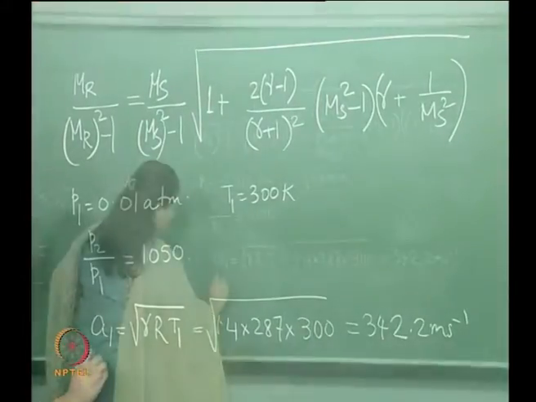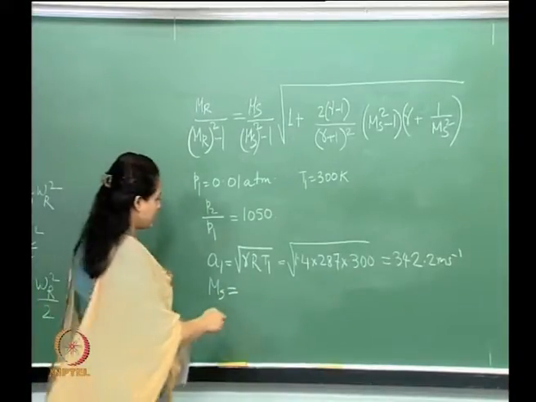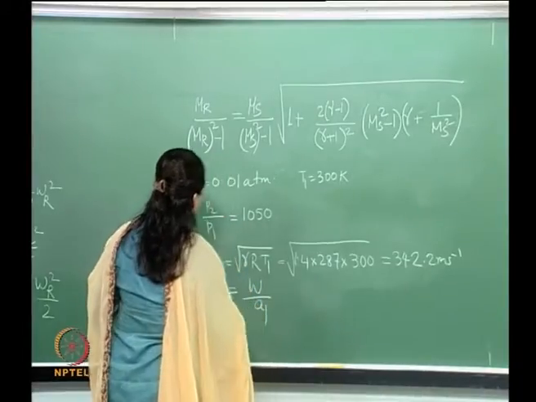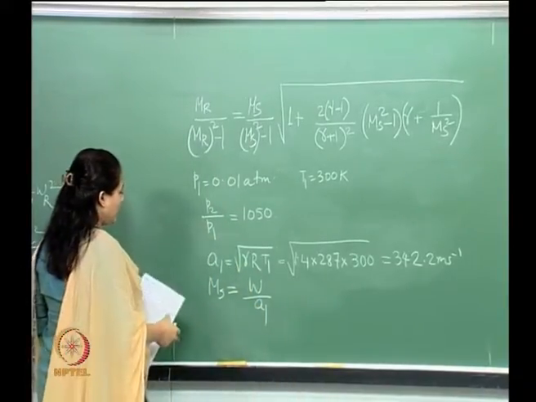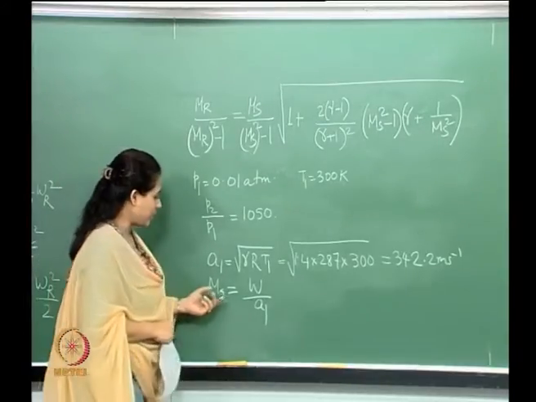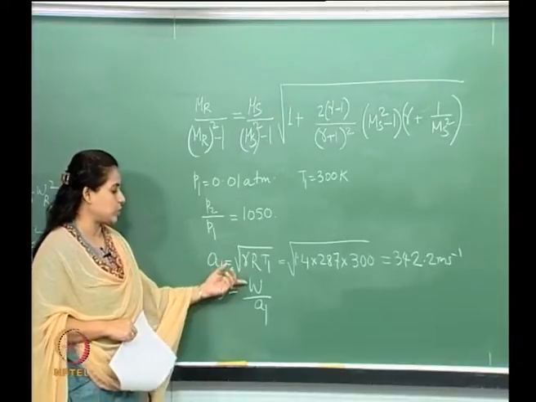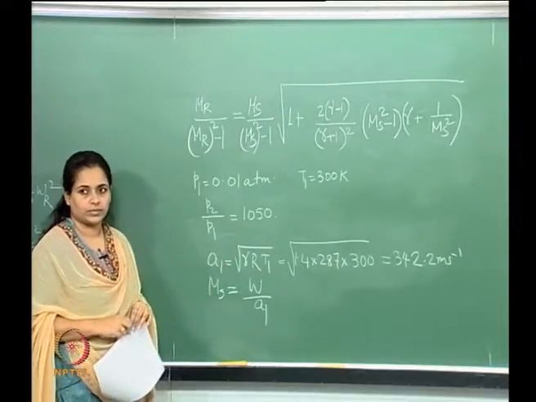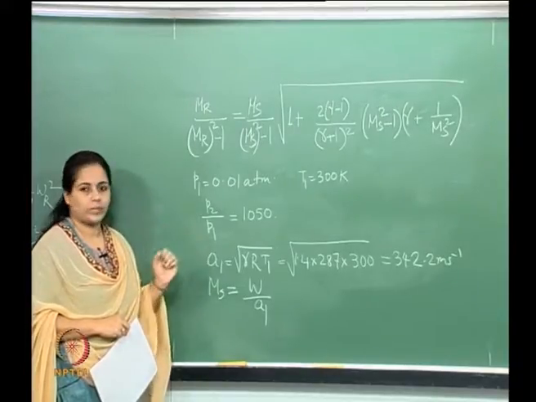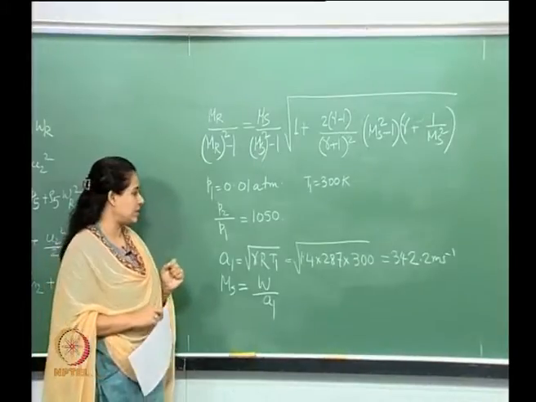Therefore, what I get from here is the incident shock Mach number, isn't it? So, that is W by A1. Now, I have A1 here, but how do I get Ms, because we do not know W? What we know, however, is P2 by P1. Kind of the problem that we did last class.